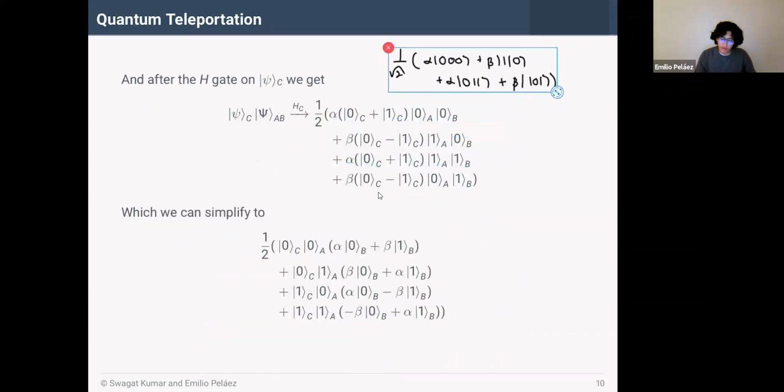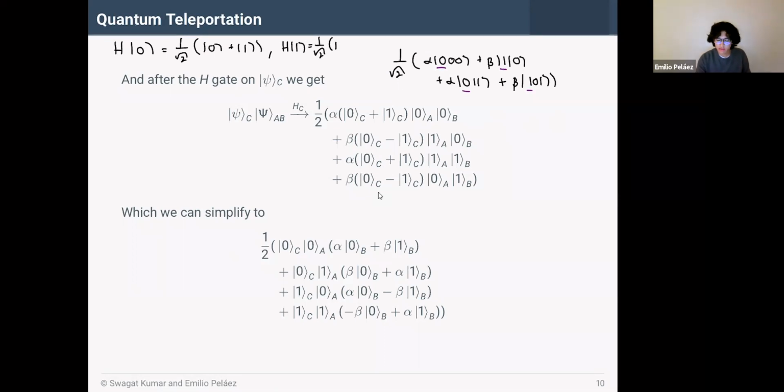Now we're going to apply a Hadamard gate on the qubit C, which, remember, is the first one. Just remember that the Hadamard gate on the 0 state takes it to the superposition of 0 plus 1 without any negative phase. And on the 1 state, it takes it again to a superposition, but with a negative phase on the 1 state, okay? Now first, we note that in every element of the superposition, we're going to get a factor of 1 over the square root of 2.